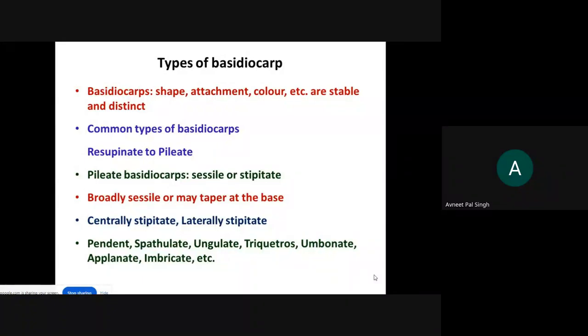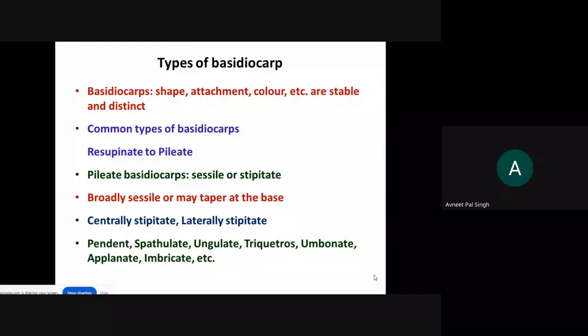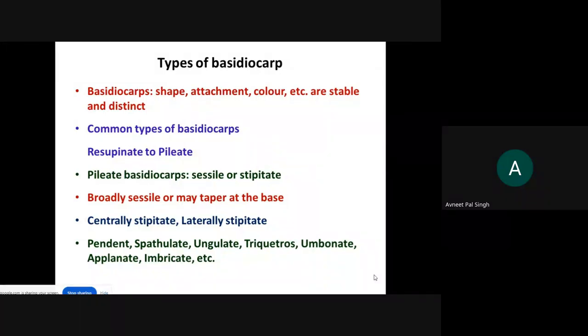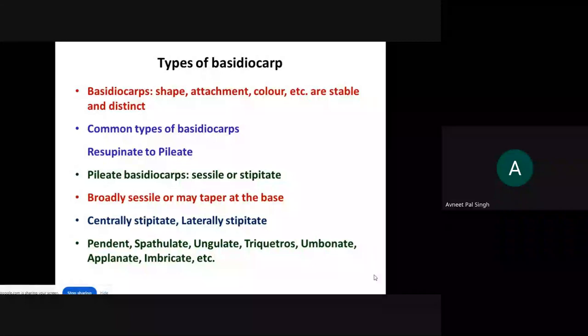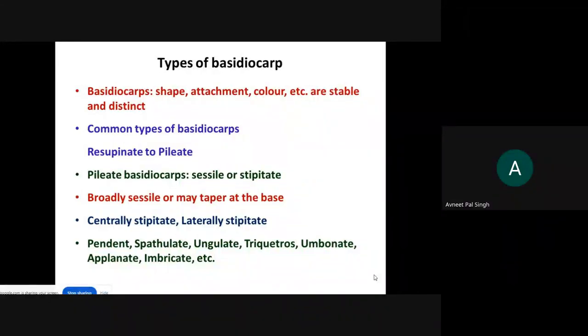They are highly variable in their mode of attachment. They also show variation in their color. And these features are quite stable and distinct for one species. So we have to look for the shape, the mode of attachment, and the color, which can be used during identification when we use keys. Let us see what we mean by the variation in basidiocarp.